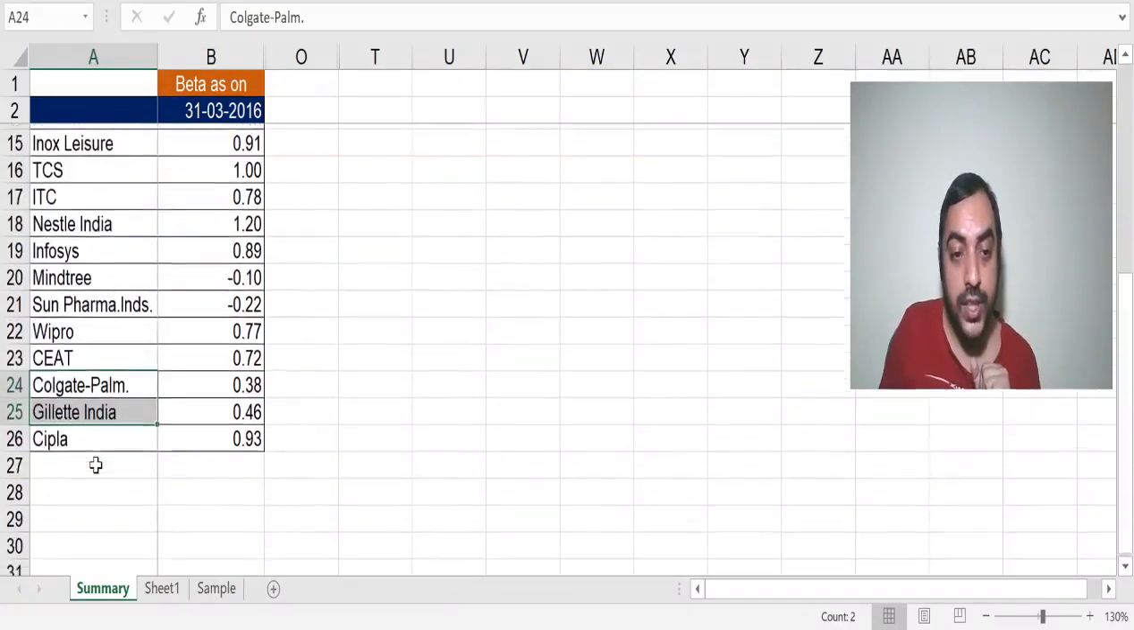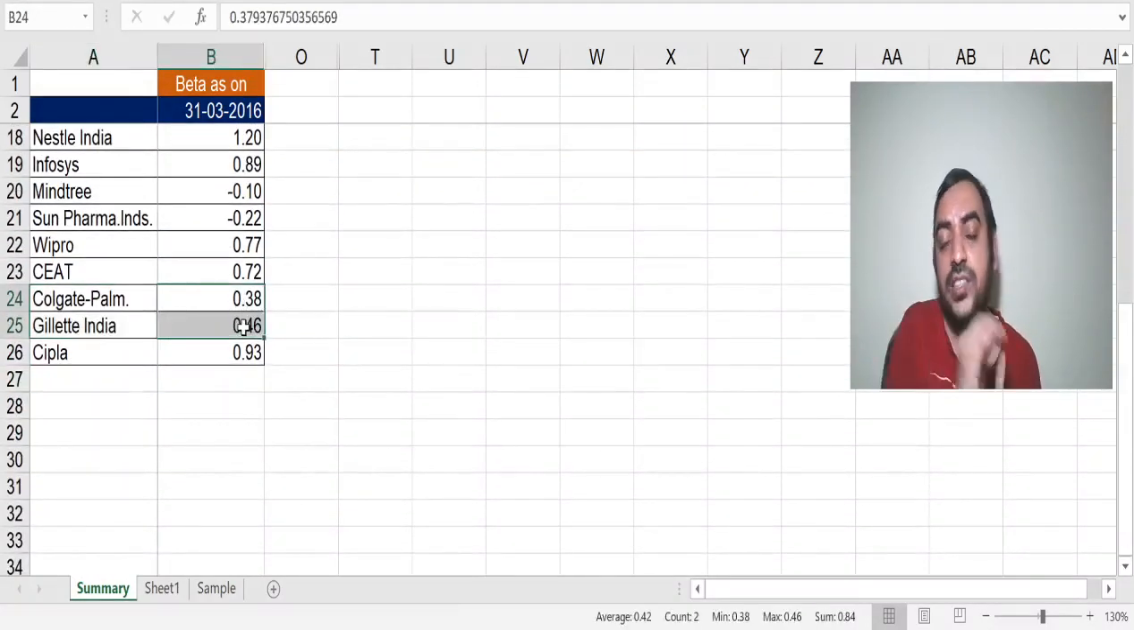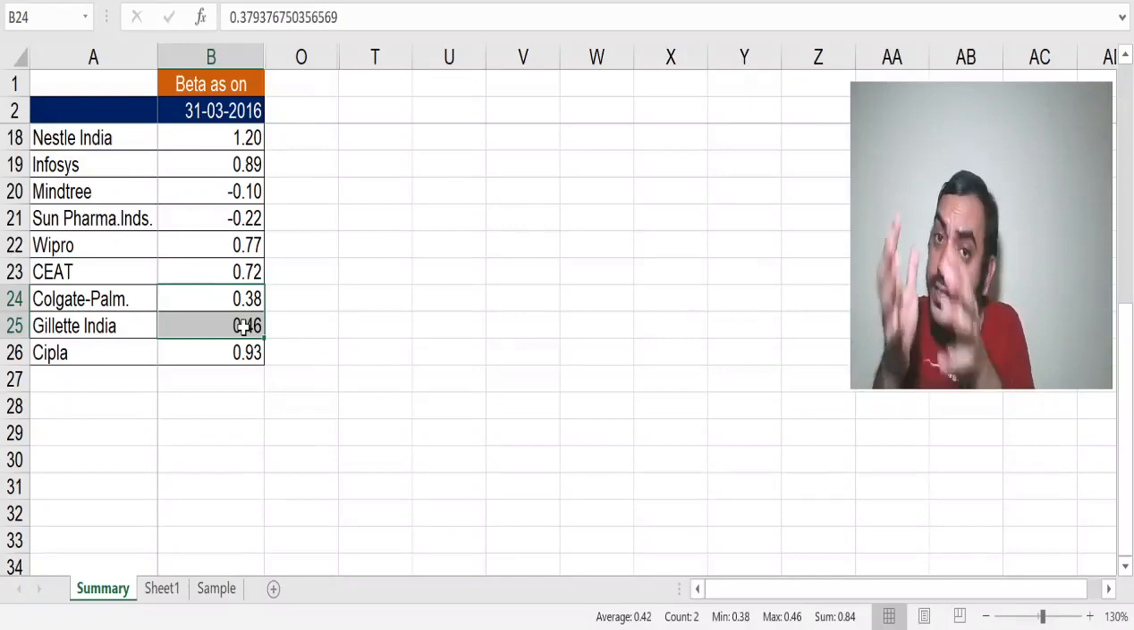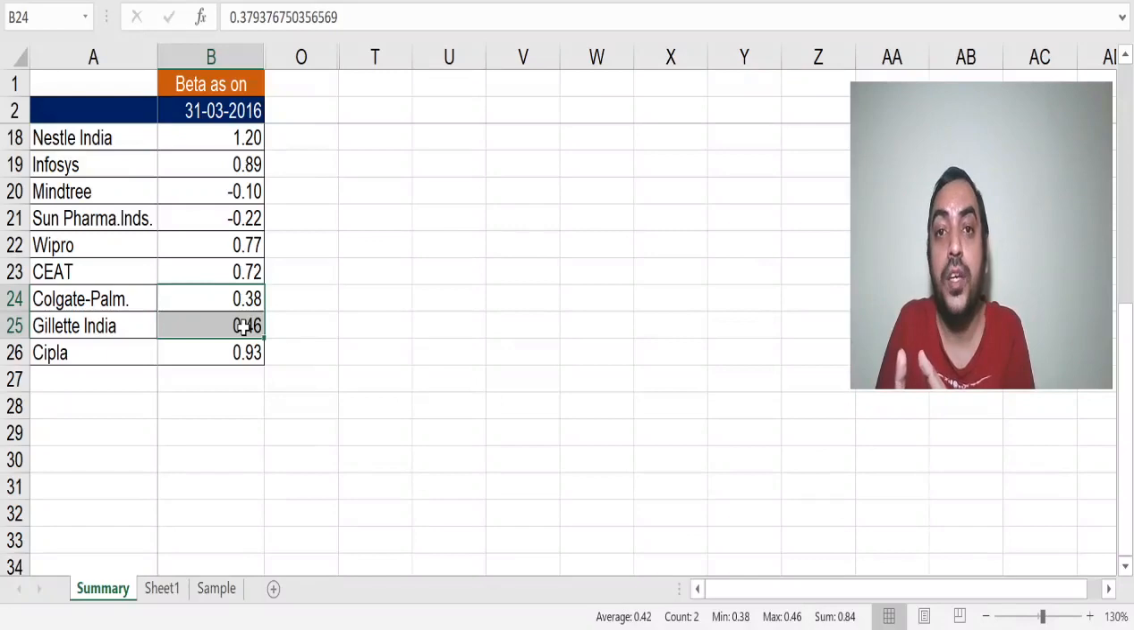Okay, let's take the example of Gillette and Colgate. They're having very low beta. Why? Colgate and Gillette have low beta because when the market moves, Colgate and Gillette will not move much. Of course, they do move, but not much. For example, there is a lockdown due to coronavirus. That means you're not going to do much banking business. Banking stock will fall. You don't travel much. Aviation stock will fall. You don't go for construction. You're at home only. Those stocks also will fall.